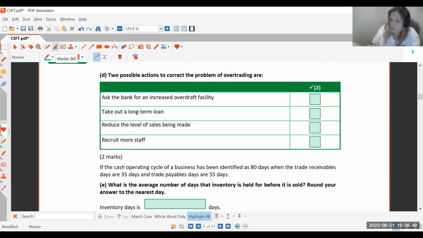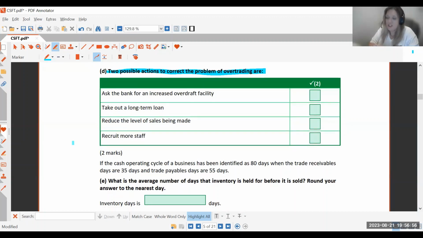So if we know there's some overtrading, what are some possible actions to correct the problem? 2 possible actions to correct the problems of overtrading. So we have: ask the bank for an increased overdraft facility, take out a long-term loan, reduce the level of sales being made, or recruit more staff. So if we just get rid of the obvious, recruiting more staff is going to make no difference to our working capital cycle. It's not going to help us at all. So we know it's not going to be recruit more staff.